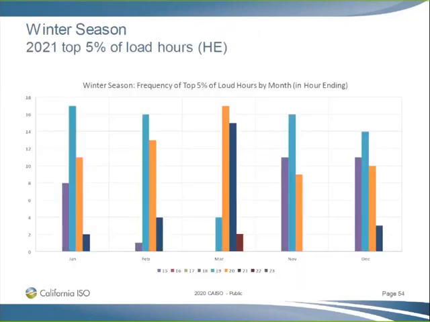The next slide, please. Finally, showing that same distribution as we showed for the summer months, you can see that the distribution for the winter months isn't as wide as it is for the summer. We can see that the top 5% of load hours for most of the months are generally hours 19 or 20 for the winter months. So the AAH of 17 through 21 captures across all of the months the highest frequency of the top 5% of load hours.